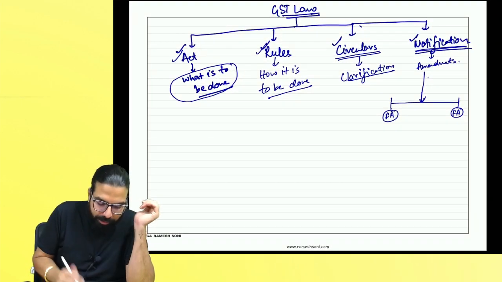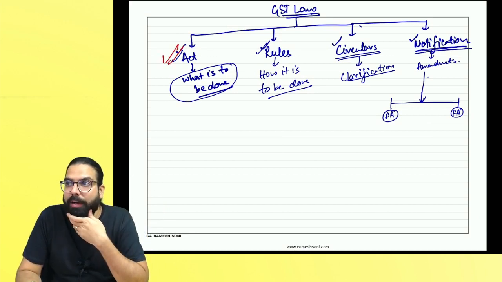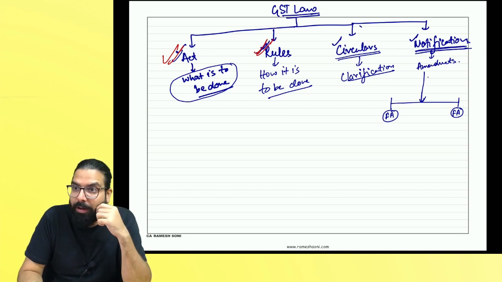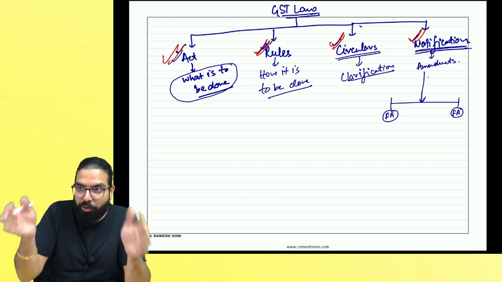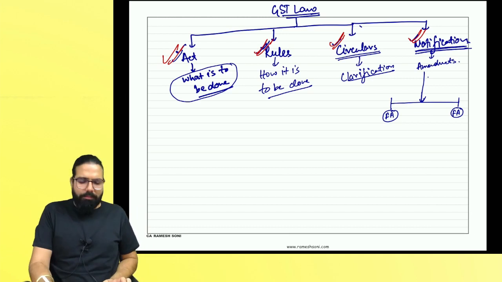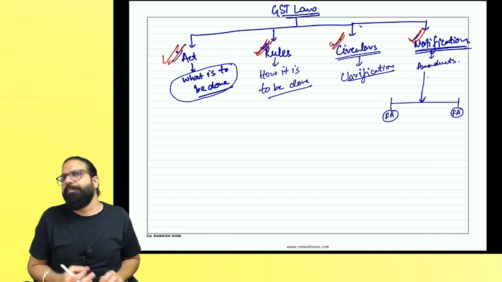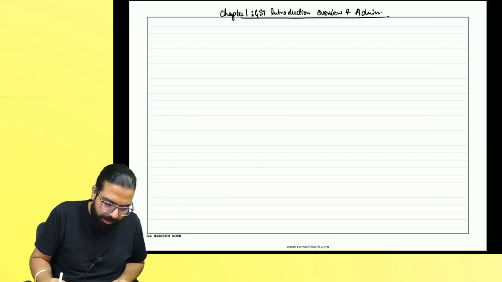Next. Now, one more thing which comes is, did you guys understand what the Act is? Act will tell you what is to be done. Rules will tell you how it is to be done. Circulars are clarifications. Notifications are amendments which are brought between two Finance Acts. Now, you will be additionally seeing that when we are studying. I will talk about all those things when we are studying, not required.